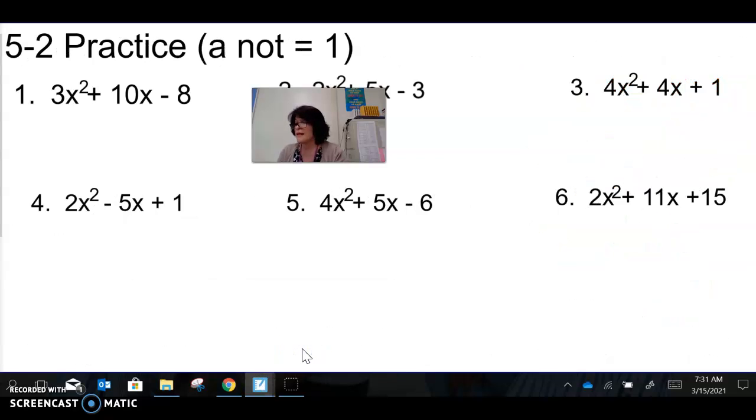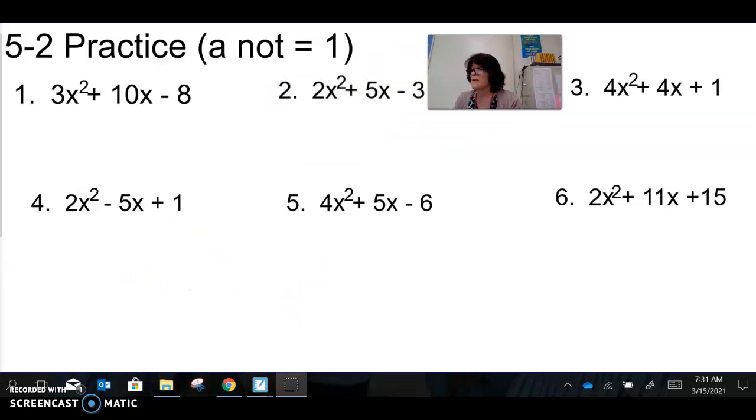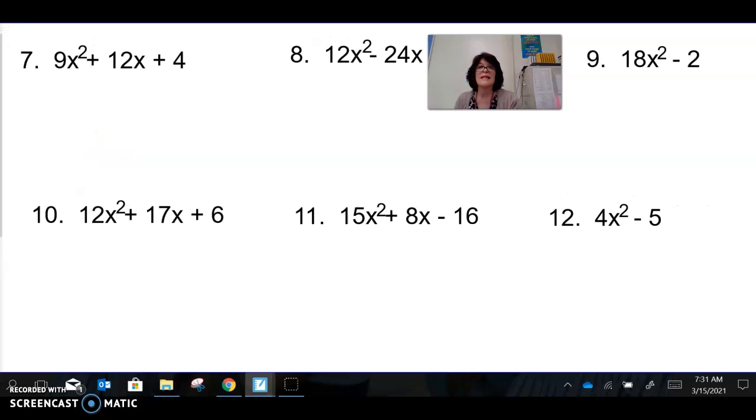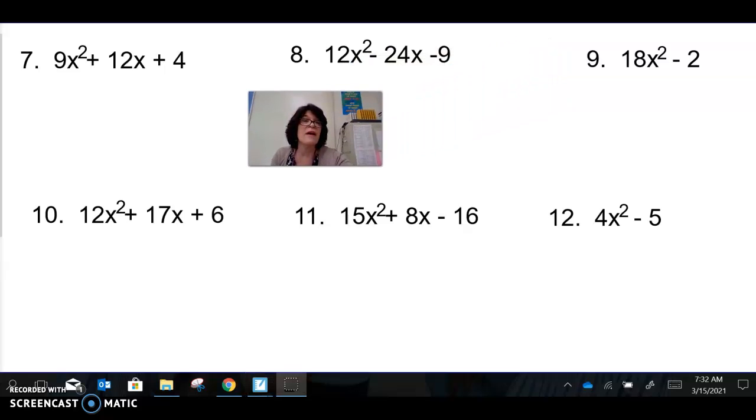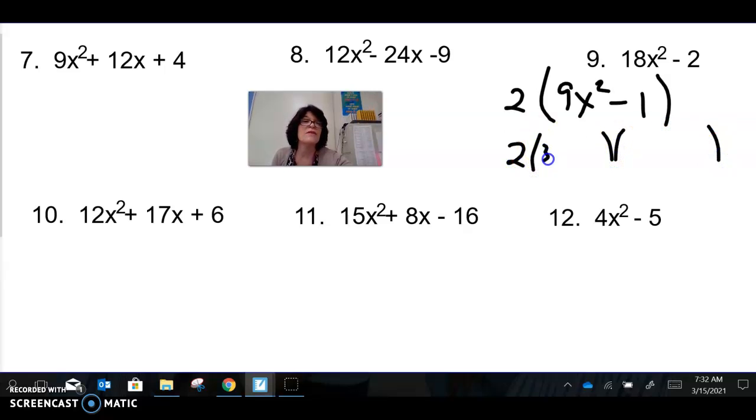The other page, same type things, only now A is not 1. When you flip the page over here, okay? A is not 1. So I think I skipped right to number 9 here. Number 9, the only thing I can do is factor out a greatest common factor. I'm going to take a 2 out. I'm left with 9x squared minus 1. And now that's the difference of 2 squares. 3x plus 1 and 3x minus 1. Okay, so sometimes you have to factor a greatest common factor out.